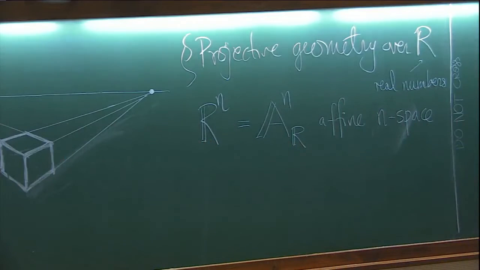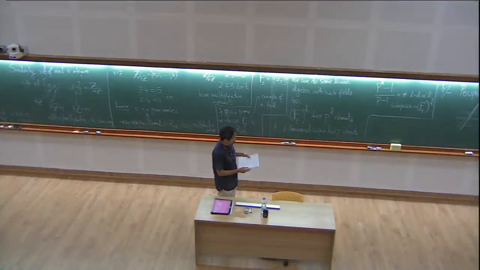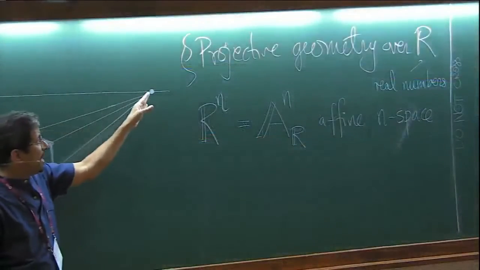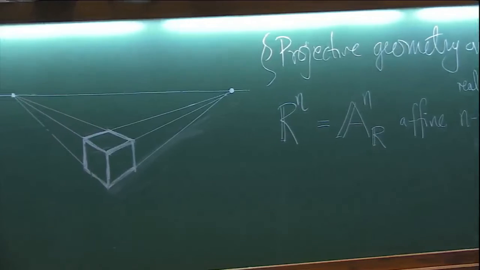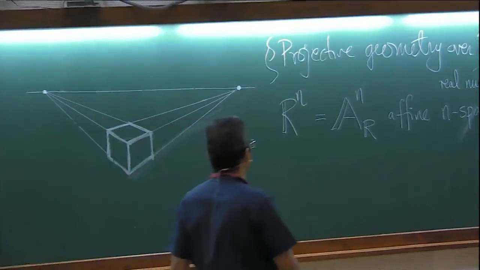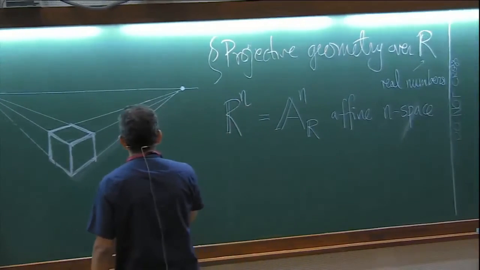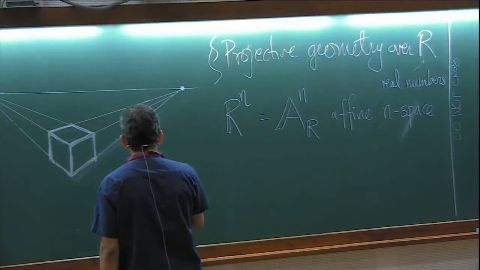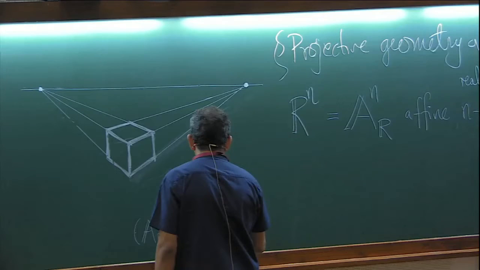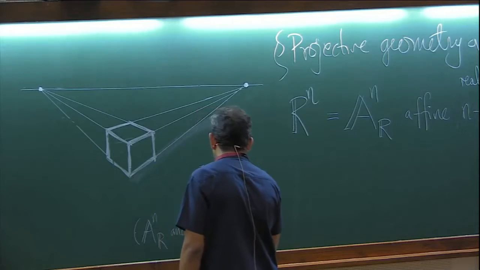Okay, so that's R^n. And I'm now going to do the following. We are going to introduce points at infinity. The idea is motivated by these drawings, where these were so-called vanishing points. So we are going to introduce points at infinity in all possible directions. The way we'll do it initially will look a bit abstract, but then I'll explain it. So I'll call this P^n(R), and this will be equal to A^n(R) plus points at infinity. This should be thought of as the affine space plus points at infinity. So this is what I'm interested in.